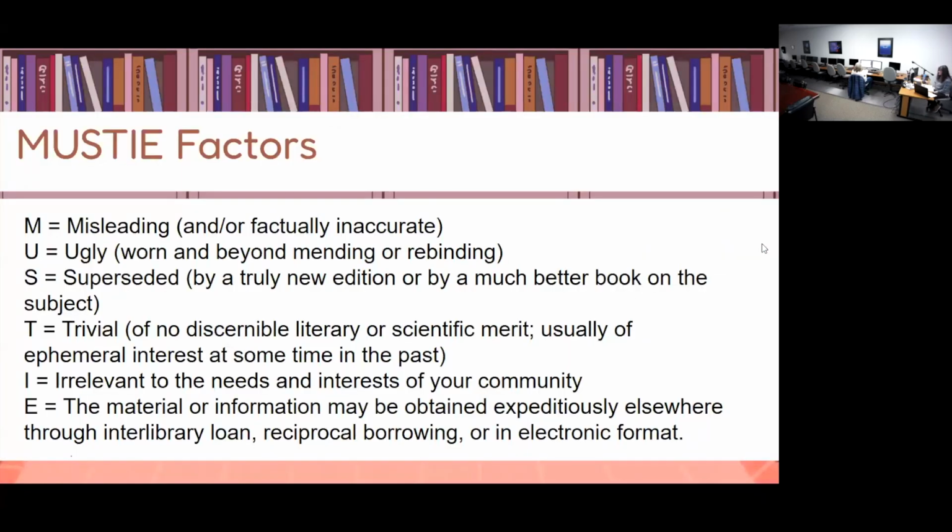Now those MUSTIE factors, I don't need to read every one of those. They are 6 negative factors that make books or other materials prime candidates for weeding. If something's misleading, it's no longer accurate. Those are your areas like technology and medicine; they change rapidly. Is it ugly? Are there stains, tears, yellowed pages? That is probably the one you can handle daily.